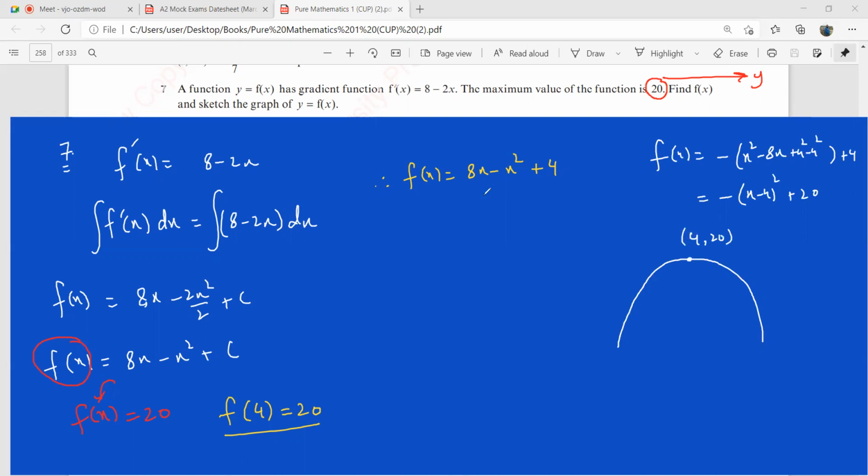If you put that equal to 0, you can get to know the x-intercepts. If you put x equal to 0, you have (0, 4) here, somewhere here. This point is (0, 4). And for the x-intercepts, we have minus x squared plus 8x plus 4 equal to 0, so x squared minus 8x minus 4 equal to 0.